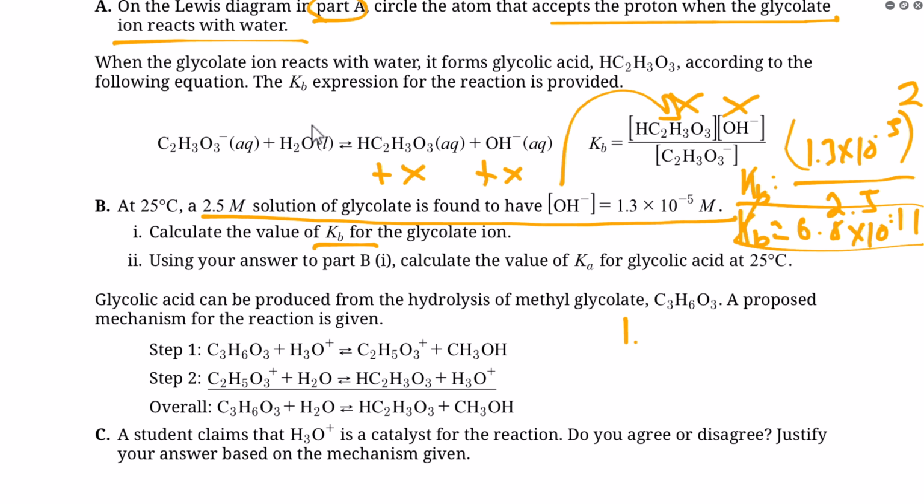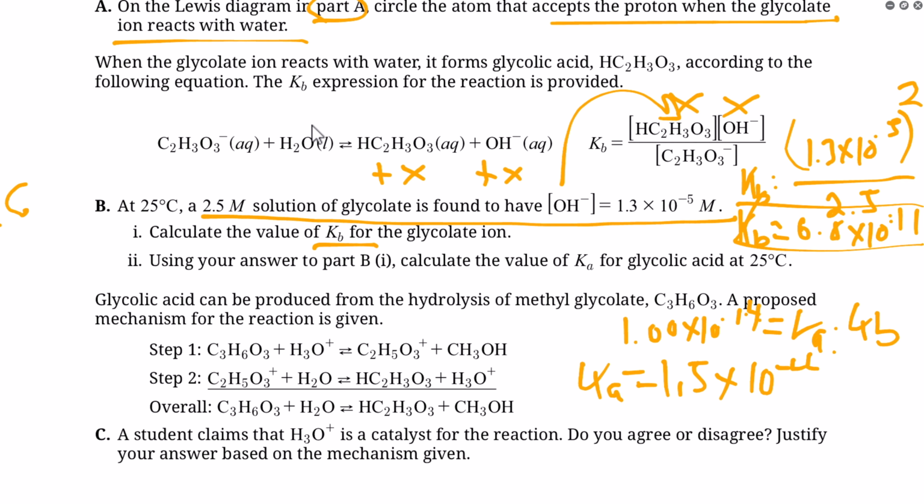That's easy enough. If I go and look at my formula sheet, 1.00 times 10 to the negative 14th equals Ka times Kb. So I'm just going to take 1 times 10 to the negative 14th. I'm going to divide that by 6.8 times 10 to the negative 11th. And I end up with a value of 1.5. Ka is 1.5 times 10 to the negative fourth. So again, just utilize your formula sheet and you shouldn't run into any issues with this. So awesome. Okay, let's keep moving on here.